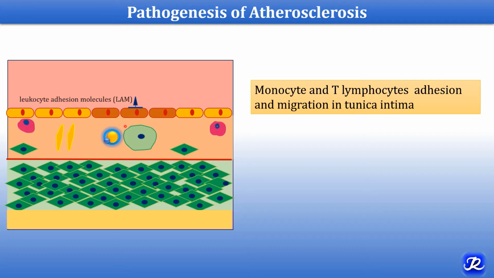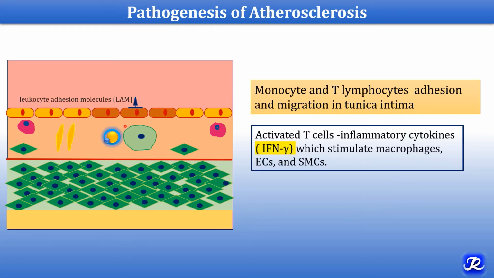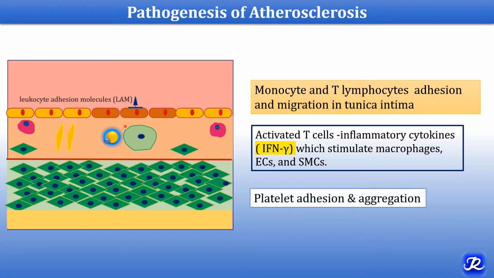There is also migration of T lymphocytes along with the monocytes in the tunica intima. The T cells play a major role in the process of atherosclerosis, and they become activated, and these activated T cells produce inflammatory cytokines like gamma interferon, which stimulate macrophages, endothelial cells, and smooth muscle cells. There is also platelet adhesion and aggregation at the dysfunctional endothelial cells.